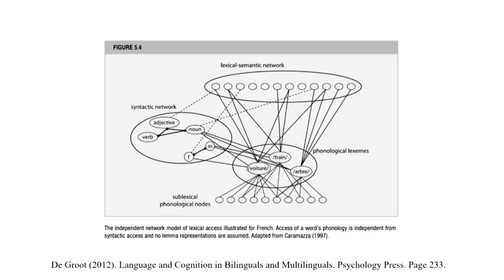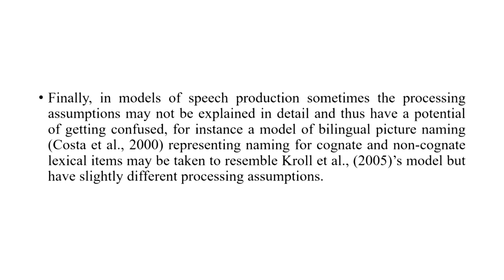Now, finally, in models of speech production, a lot of times the processing assumptions are not explained in a lot of detail, and because they are not explained in detail, they have the potential of getting confused. For instance, a model of bilingual picture naming, representing the naming of cognate and non-cognate items, can be taken to resemble Kroll's earlier model, but actually has slightly differing assumptions.